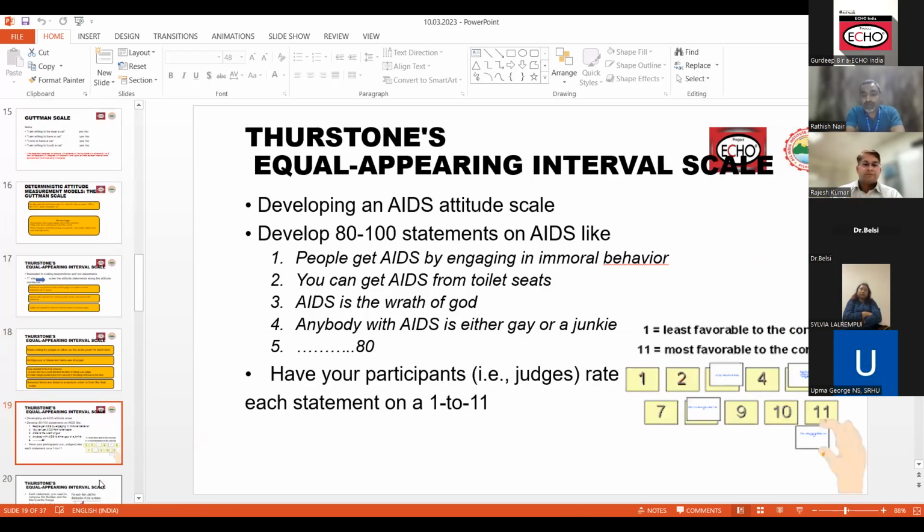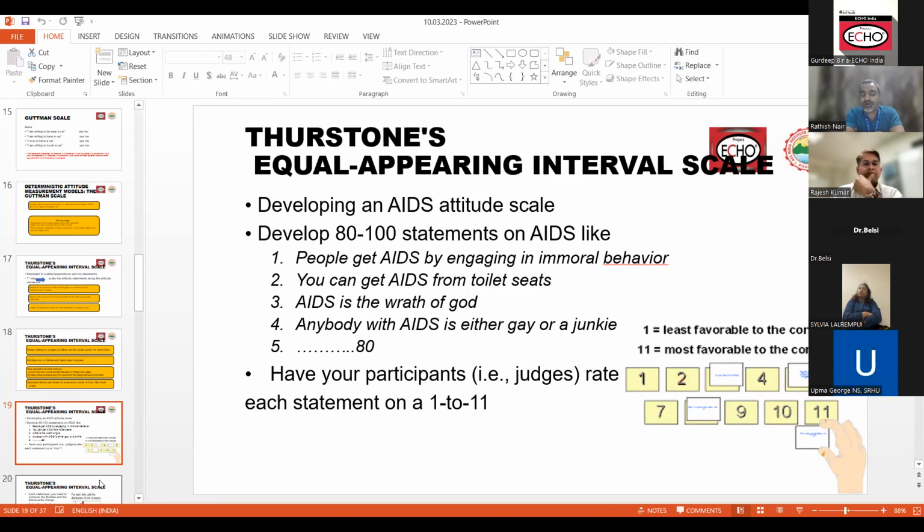So here we look at one of the examples: developing an AIDS attitude scale. Develop 80 to 100 statements on AIDS, like people get AIDS by engaging in immoral behavior. You can get AIDS from toilet seats. AIDS is the wrath of God. Anybody with AIDS is either gay or a junkie. This is how you are going to construct 80 to 100 statements.